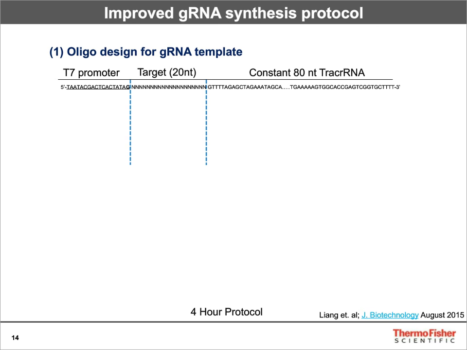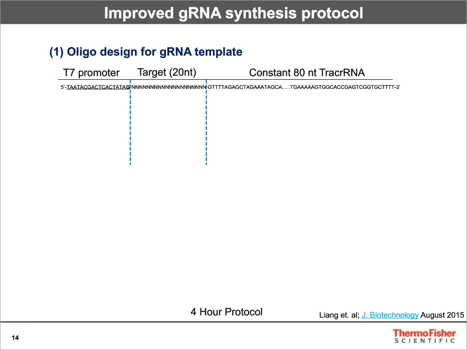Another method is to express the guide RNA by transfecting a plasmid. The challenge here is that it's a labor-intensive process to design the plasmid, and there is also a concern for random integration. The method that we chose to move forward with is to design and synthesize purified in vitro transcribed guide RNAs for transient expression.